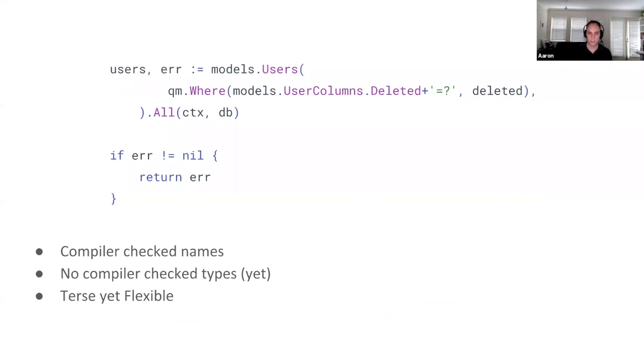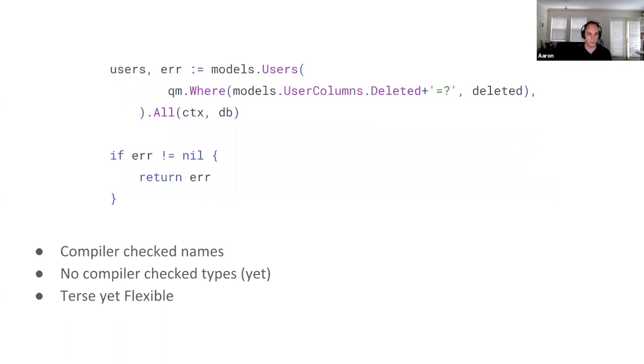Now I know what you're thinking. You're thinking, oh, that equals question mark thing. I don't like that. I've actually got some ideas on how to handle that and make it even better, because as you see at the bottom of the slide, we don't have compiler-checked types yet. There are some ORMs that do in Go, but again, I think that I've got a solution for that. So we're working on it.